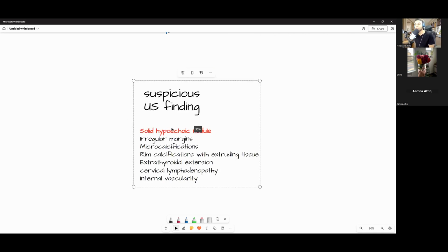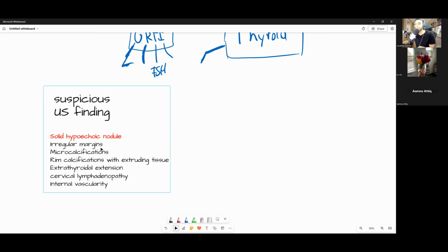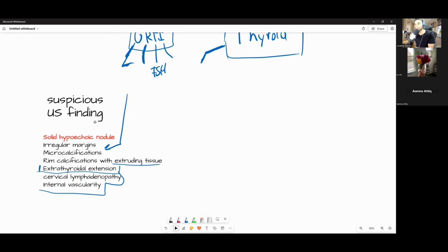So the suspicious findings are here on the screen. Remember, irregular margins, microcalcification, rim calcification with extruding tissue, extrathyroidal extension, just meaning that they're now projecting themselves further away, cervical lymphadenopathy, and internal vascularity. So that's what we mentioned when we were looking at suspicious findings of the ultrasound.